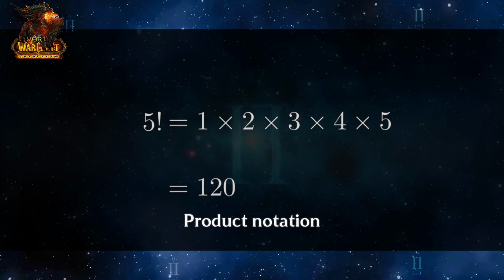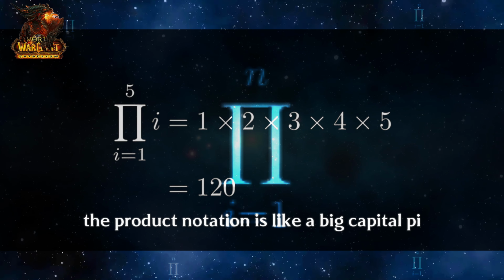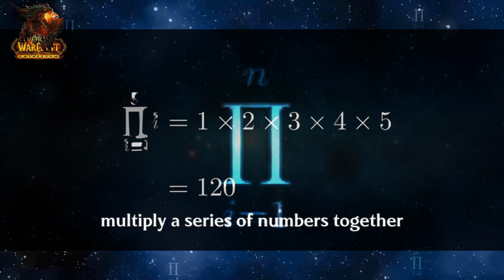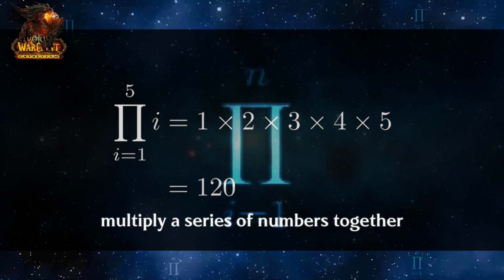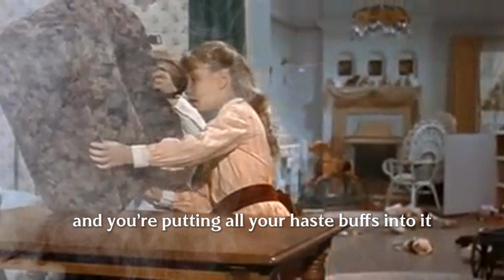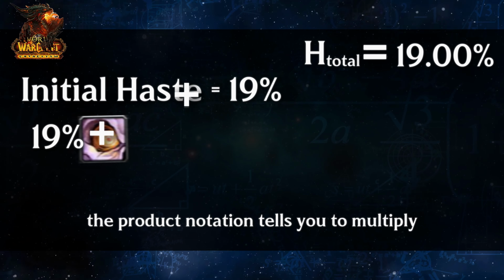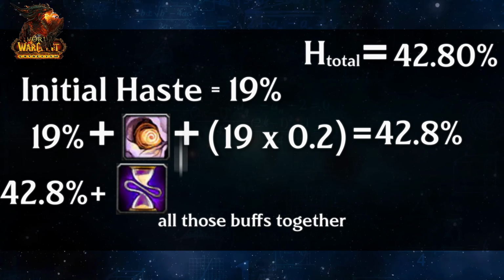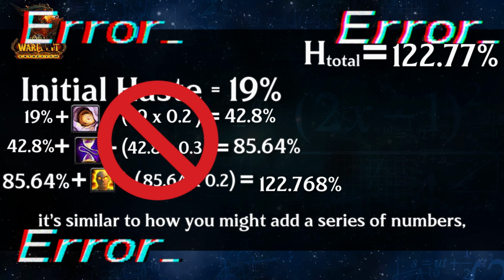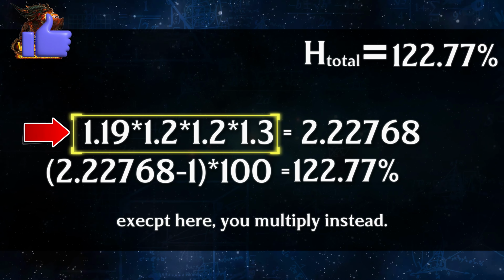Product notation. The product notation is like a big capital pi, and it's a mathematical way of saying multiply a series of numbers together. Imagine you have a magical bag, and you're putting all your haste buffs into it. The product notation tells you to multiply all those buffs together. It's similar to how you might add a series of numbers, except here you multiply instead.